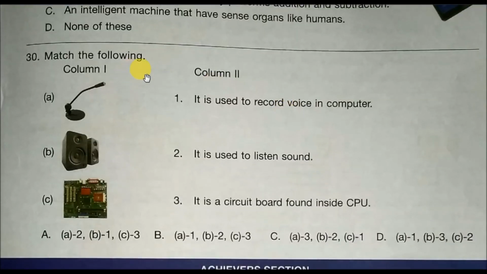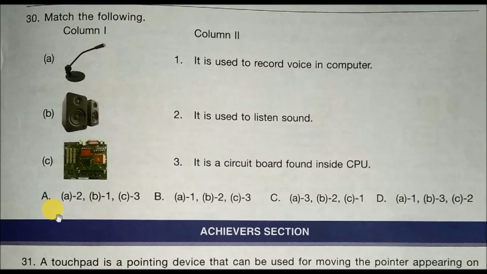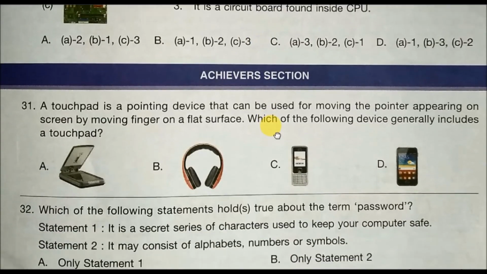Next question. Match the following. Column 1. Microphone, speakers, motherboard. Column 2. It is used to record voice in computer. We will match with microphone only. It is used to listen sound, speakers. It is a circuit board found inside CPU, C. So you will be matching like this straight. So the correct answer is B. A1, B2, C3.